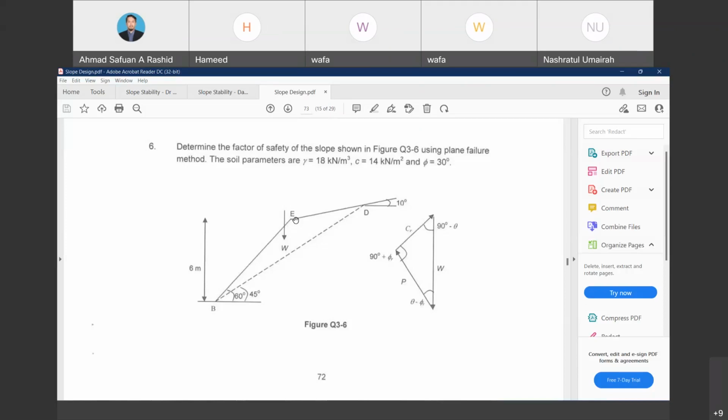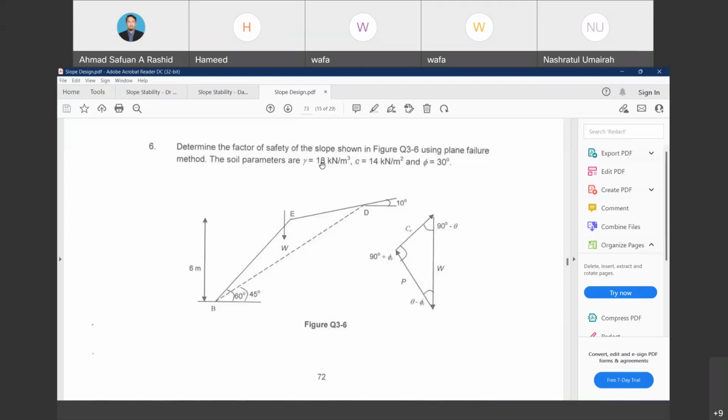On the top of the slope, there is another slope, which is equivalent to 10. So then we have here 60, which is the slope angle, while 45 is the potential slope failure plane or surface. So then the question is: determine the factor of safety using the plane failure method.